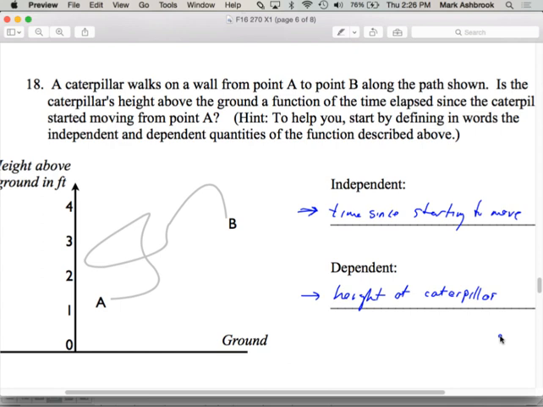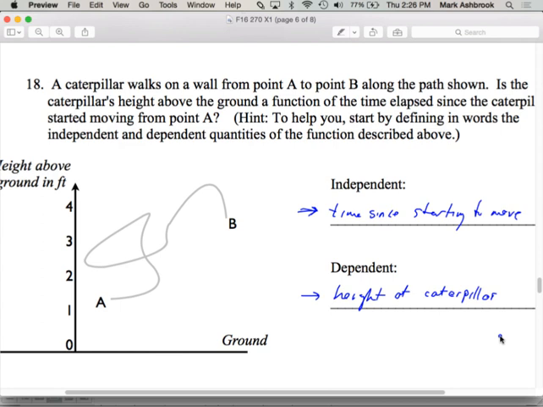As time increases, the caterpillar could get closer to the ground, or further away from the ground. Like time doesn't tell you. I don't think time is like always at this point. I don't really know how to say it. So you're making an argument for why it's not a function. Yeah. Okay.